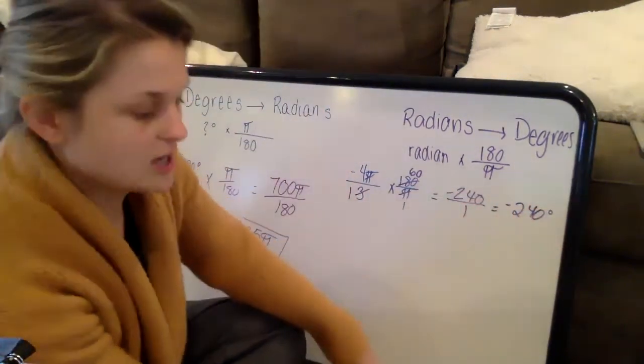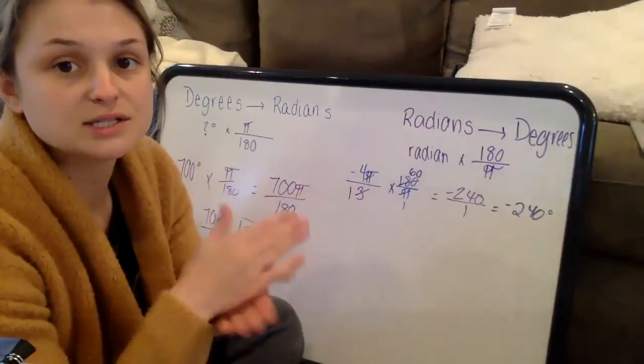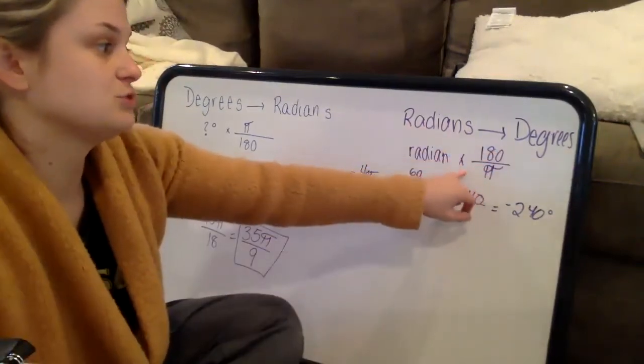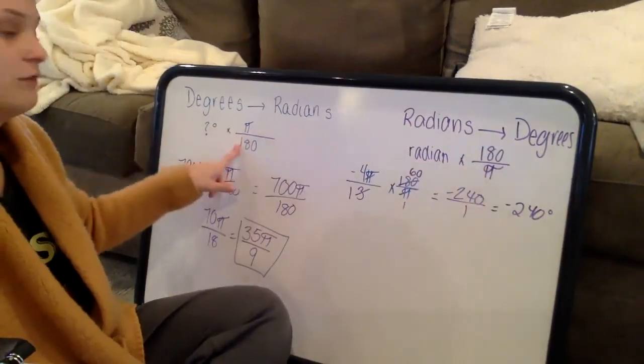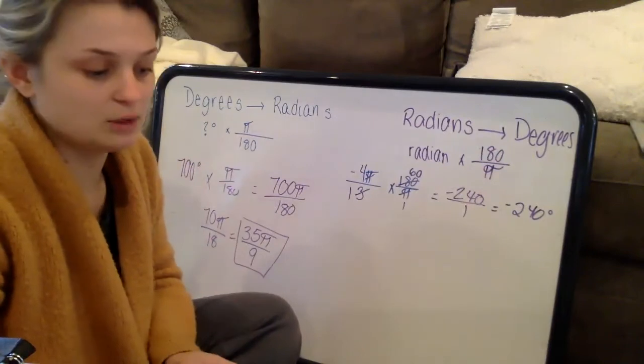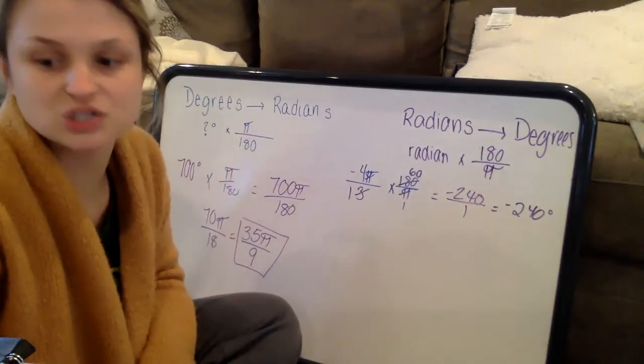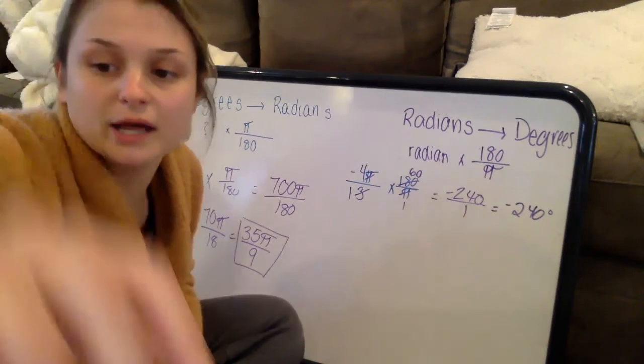So just to recap really quick, getting from radians to degrees, right? Radians to degrees, you multiply by 180 over pi. Degrees to radians, you multiply by pi over 180. Okay? Let me know if you guys have any other questions, but that's the gist to get you guys done with the 2 worksheets, okay?